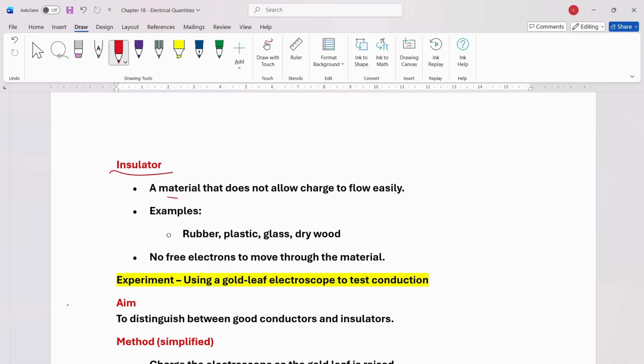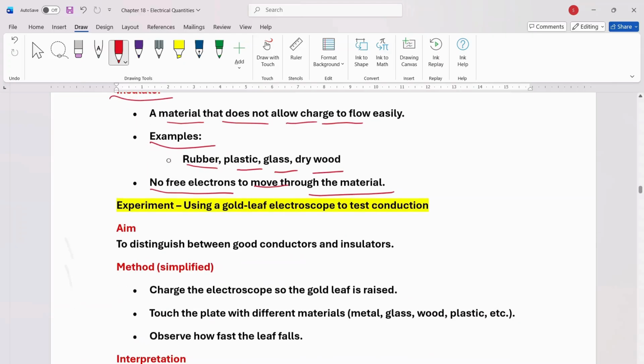Insulators: a material that does not allow charge to flow easily. Examples: rubber, plastic, glass, dry wood. There are no free electrons to move through the material.